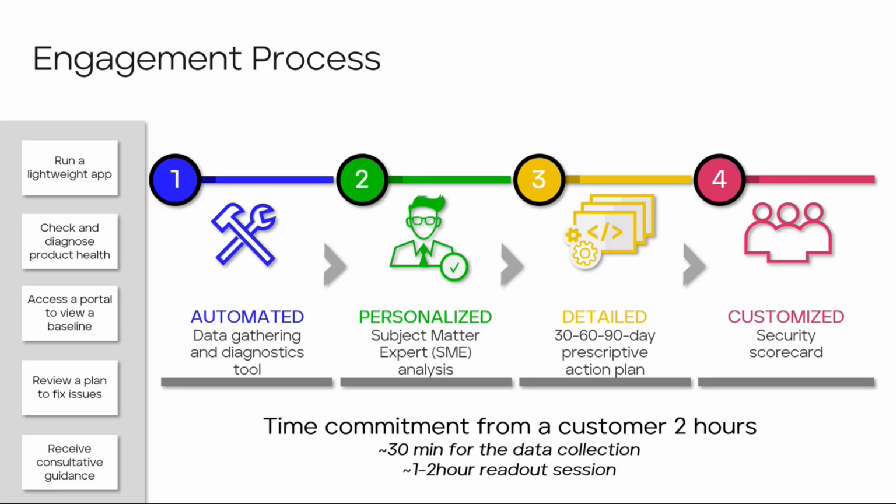Of course, once that data is uploaded, we do an analysis. You have subject matter experts doing that analysis on that data. That data is also displayed in the portal with a baseline. We start building out a 30, 60, 90-day action plan to address the deviation between the collected values versus our expected values when it comes to those global Trellix best practices. And of course, it has recommendations and reference links built within that custom plan to help you fix any issues that we come across.